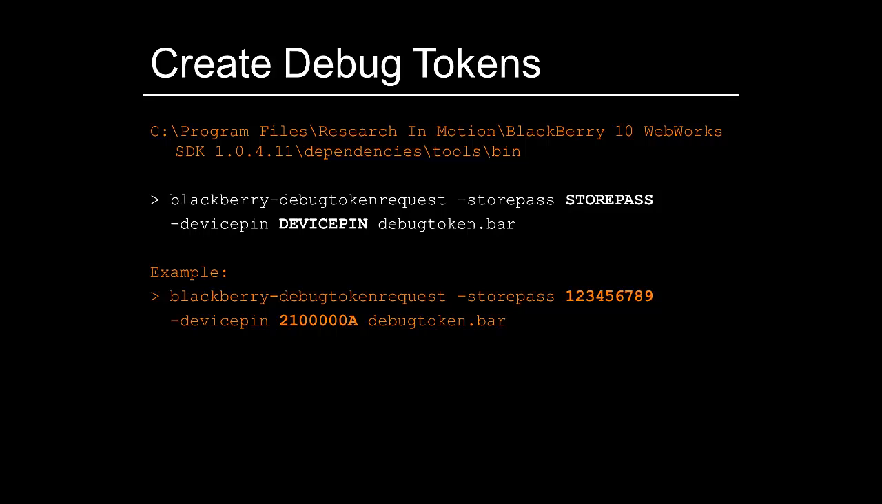Like any signature key script, we'll need to provide the store pass that we created when we installed our CSJ files. The device pin value refers to the pin of the physical device that you will be deploying to. This can be found in the About section of the device's settings. Running the command will create debugtoken.bar in the same bin folder.